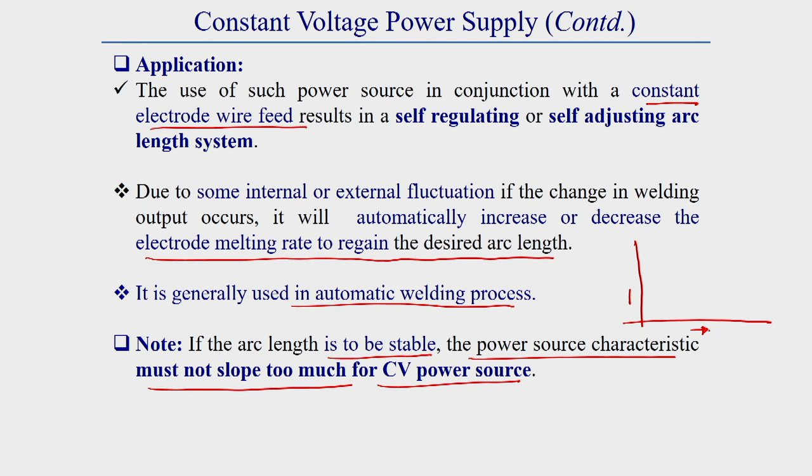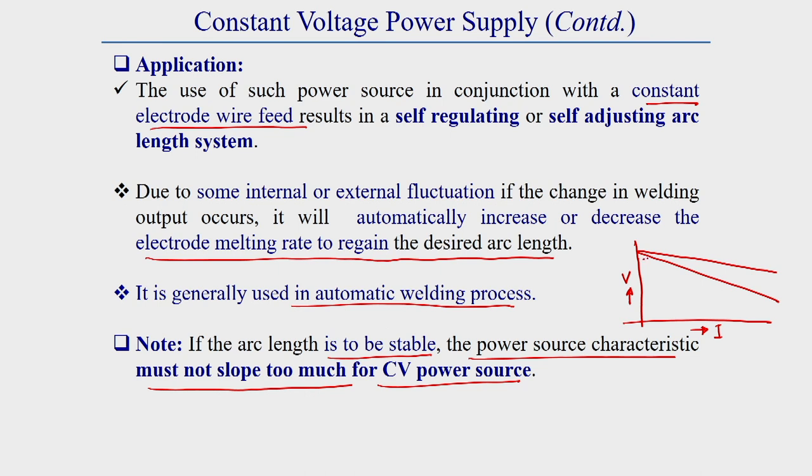What are the things required? This is generally current and this is generally voltage. What I have told you: if the arc length is to be stable, the power source characteristic must not slope too much for a constant voltage power source. What does it mean? Here, one thing we can observe: let us take a power source characteristic which has a slope like this, and another which has a slope like this.